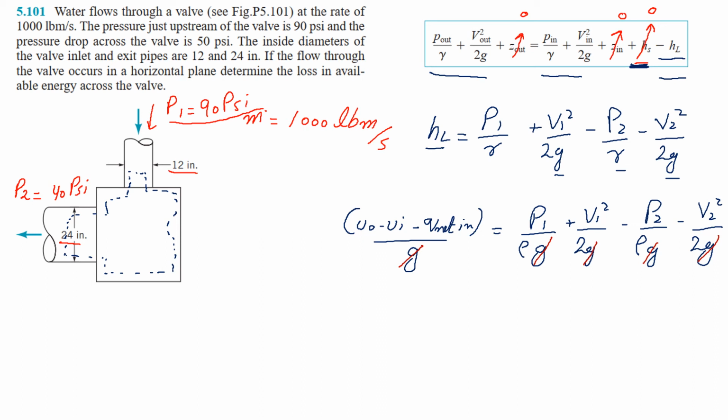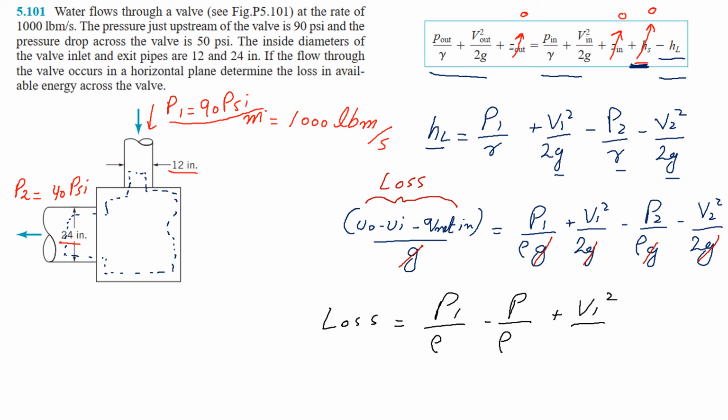I will represent this term as my loss, and I'm going to write the final equation like this. So my loss in energy is equal to P1 over rho, sorry, this is not gamma, this is rho, minus P2 over rho, plus V1 square divided by 2 minus V2 square divided by 2.